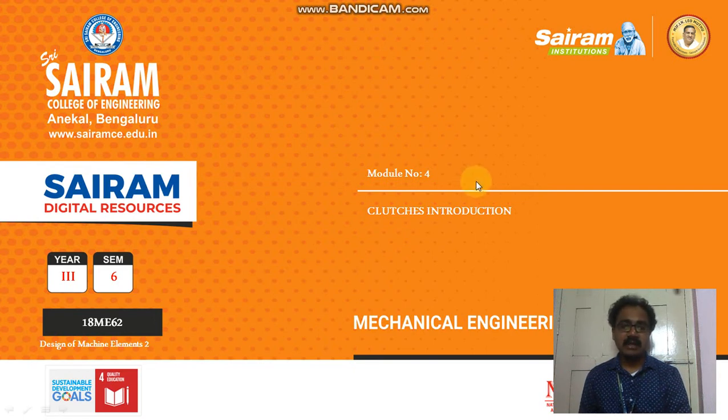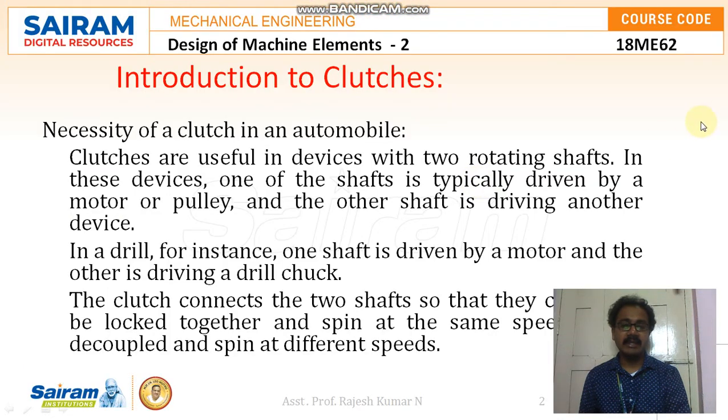First we will start with what clutches are and the necessity of clutches in an automobile. Where are these clutches mainly useful? These clutches are mainly useful in devices with two rotating shafts. In some cases even three or four are applicable, but usually two rotating shafts. In these devices, one of the shafts is typically driven by a motor or pulley, as we already discussed in the belts. Even in the brakes we will be discussing the same thing.